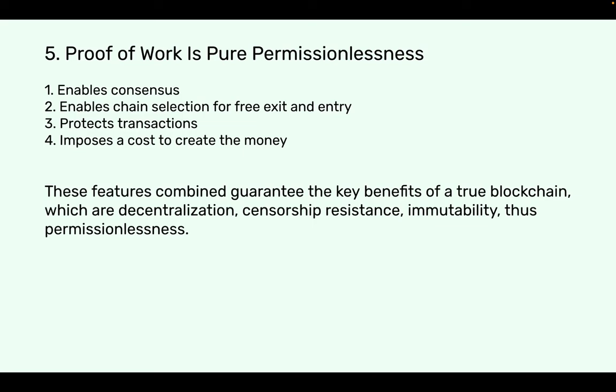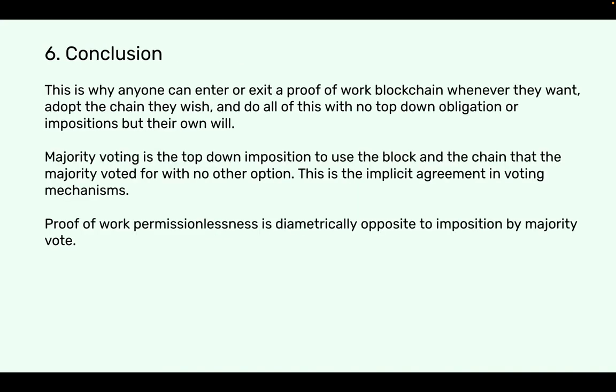These 4 features combined guarantee the key benefits of a true blockchain, which are decentralization, censorship resistance, immutability, and thus permissionlessness. In conclusion, this is why anyone can enter or exit the proof of work blockchain whenever they want, adopt the chain they wish, and do all of this with no top-down obligation or imposition, but their own will. They do this in complete isolation just because they want to.